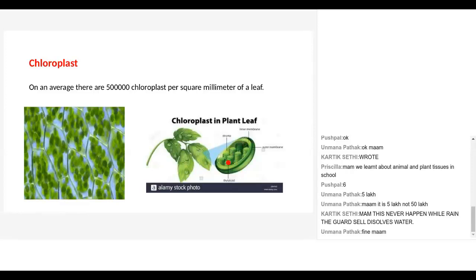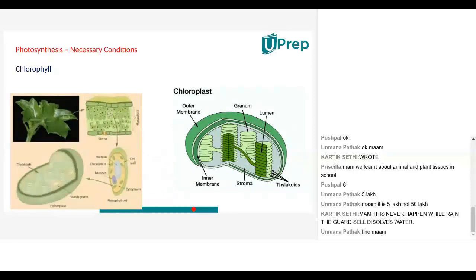Now the thing is that each chloroplast also has a lot of small organelles in it. When you go to your further classes, 8 and 9, you will study in detail about it. What is the role of the chloroplast? What is the role of the other organelles that are there? There is something called thylakoid, stoma, guard cells, vacuoles. You will study in detail about it.